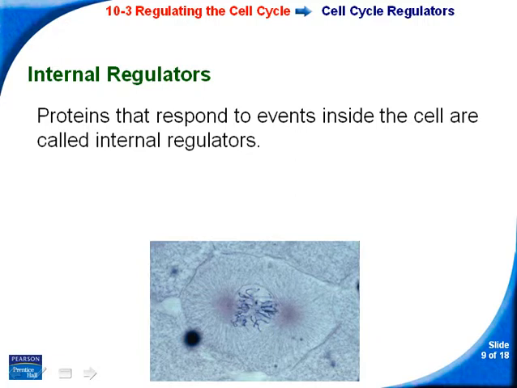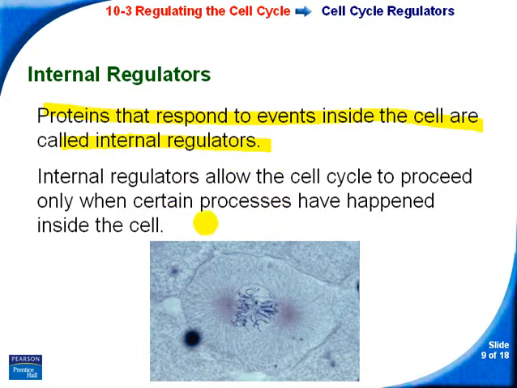Now we have two different types. We're going to separate regulators into two different types. Proteins that respond to events inside the cell are called internal regulators, and they allow the cell cycle to proceed only when certain processes have happened inside the cell. For instance, like the production of the right amount of organelles that the cell will need after division, or when the chromosomes have been duplicated during cell division.